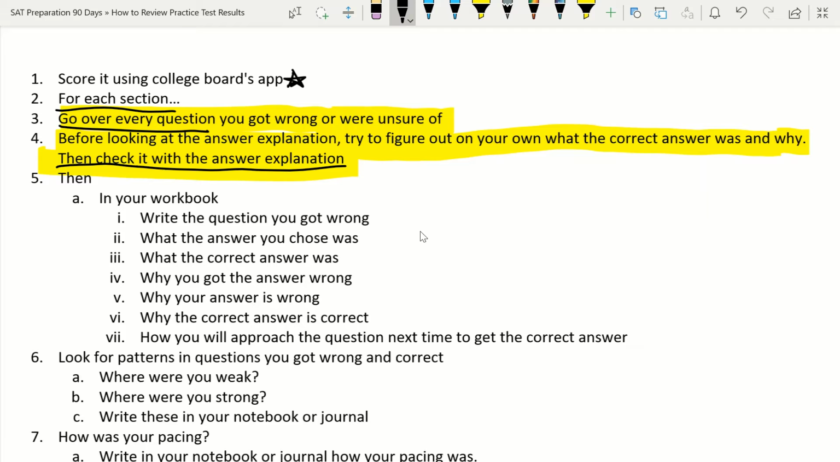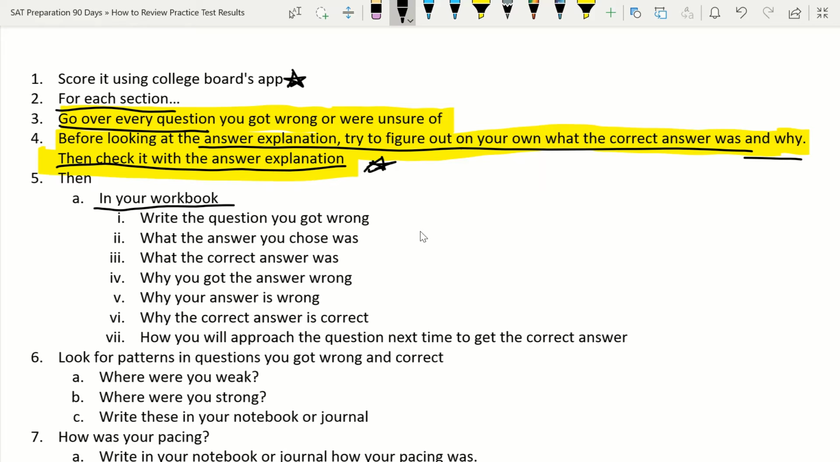So your pick there. But first, you're going to come up with your own way of getting the correct answer and why. Then after that, you're going to check it with answer explanations. After that, what are we going to do? Well, you're going to take your workbook and write SAT practice test, and in this case, it's number 5.